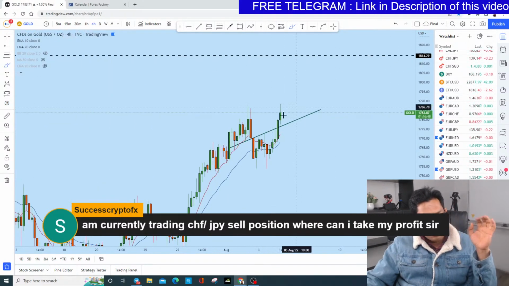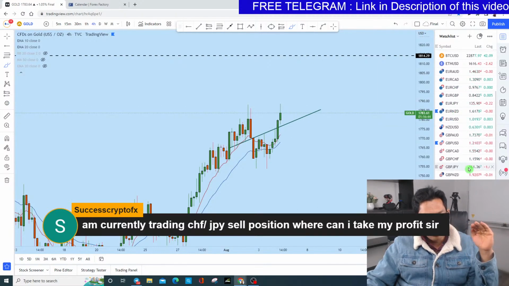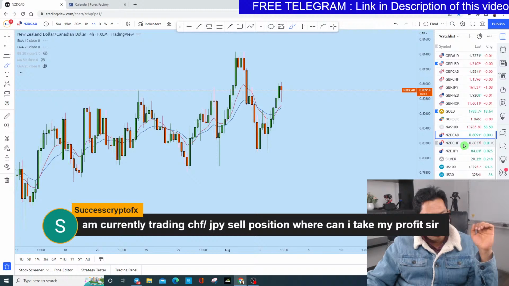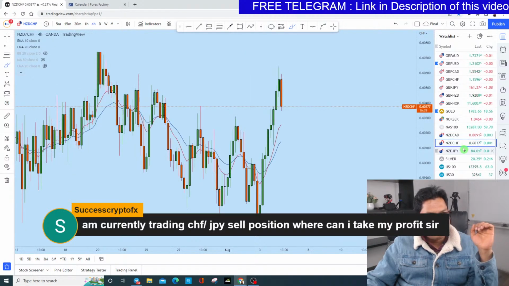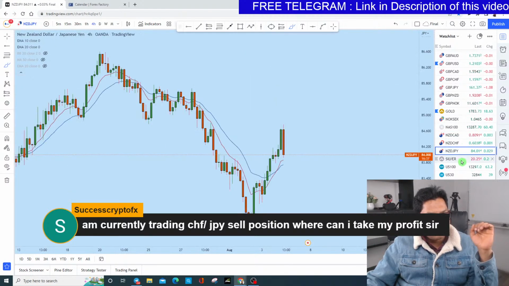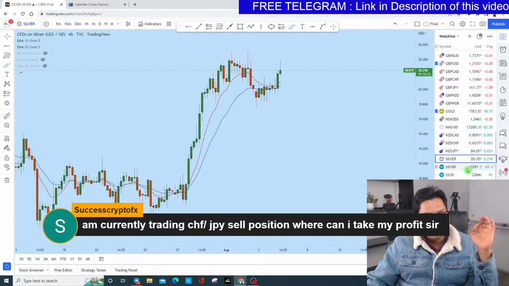I will not be a buyer of gold at this point. We need to see proper price action confirmation. I'm just looking at which one is giving the best trading opportunity. All right, I'm just seeing so that I can. So NZD, so JPY is getting very strong now.